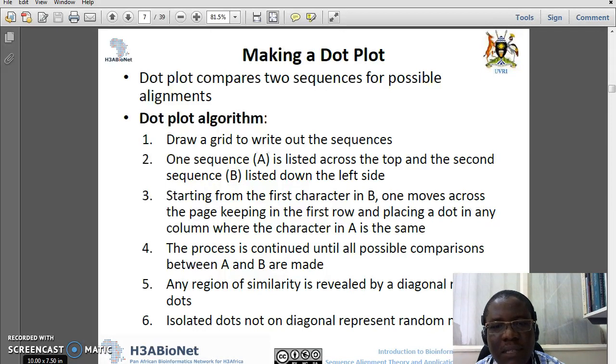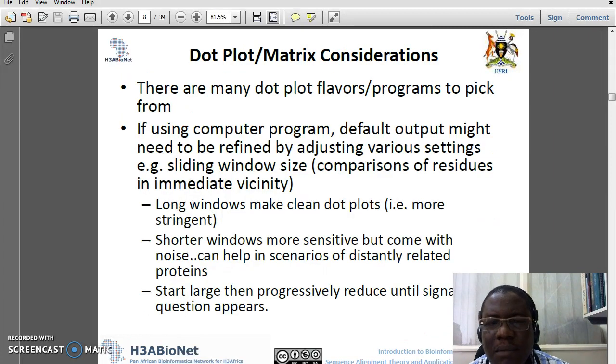Any region of similarity is going to be revealed by a diagonal row of dots. Isolated dots on the diagonal represent random matches. There are many programs that can help you make a dot plot or matrix, and they produce them variably. If using computer programs, they're going to have some default outputs, but remember that those might need to be refined by adjusting various settings. For example, you may need to slide the window size so that you have more flexibility in the range of residues in the vicinity of the matches that you're looking for.